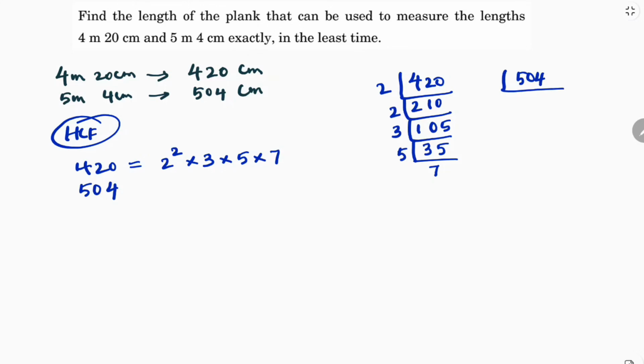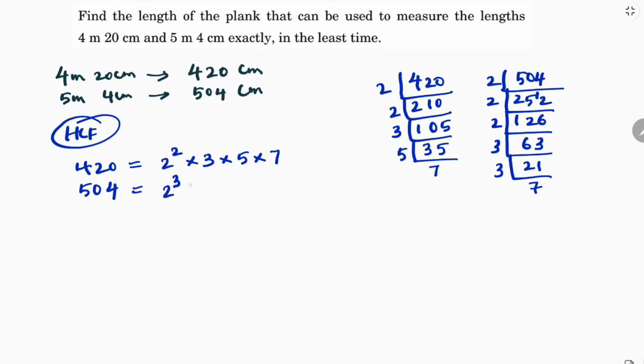Next, 504: if I divide by 2, 2 times 252, 2 times 126, again divide by 2, 2 times 63. Then 63 divided by 3 is 21, 3 times 7. So here 504 is 2 power 3 into 3 power 2 into 7.